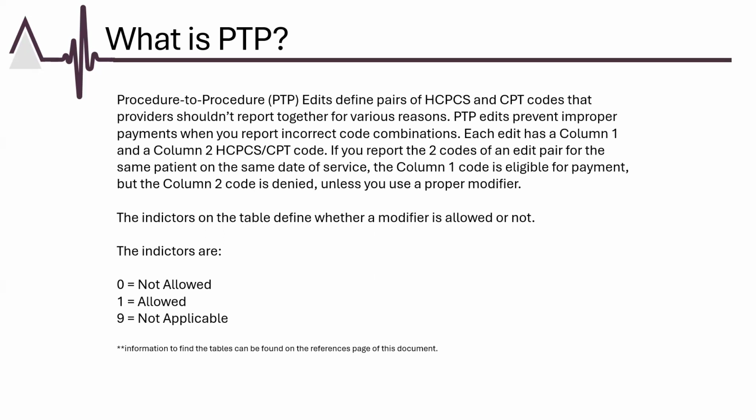If you report the two codes of an edit pair for the same patient on the same date of service, the column 1 code is eligible for payment, but the column 2 code is denied, unless you have a proper modifier. The indicators on the table define whether a modifier is allowed or not. The indicators are 0, not allowed, 1, allowed, or 9, not applicable. I would recommend writing these in your CPT manual somewhere for easy reference on test day.